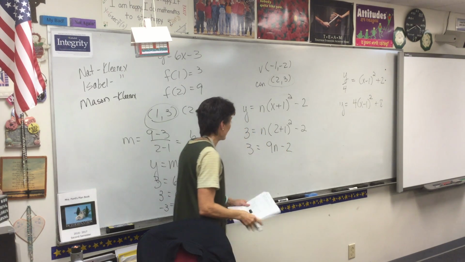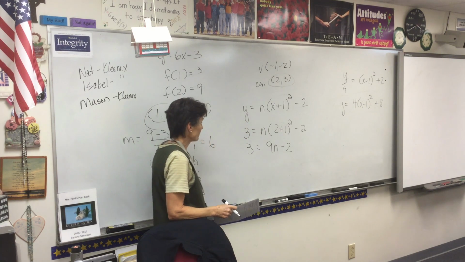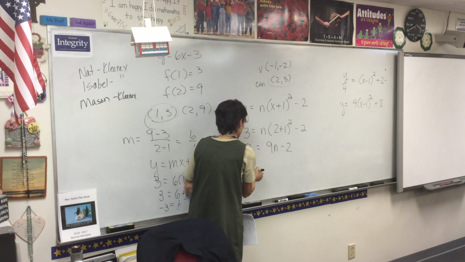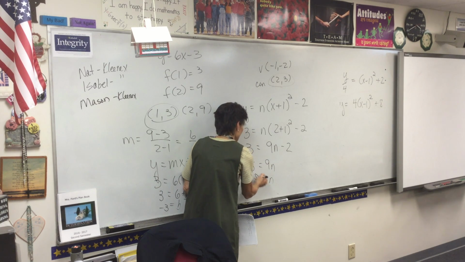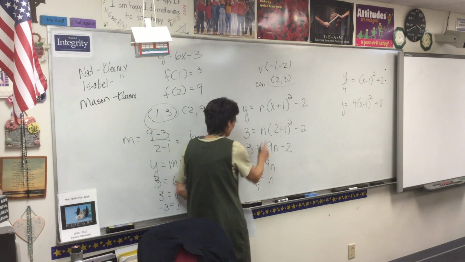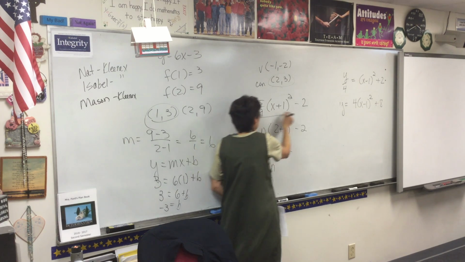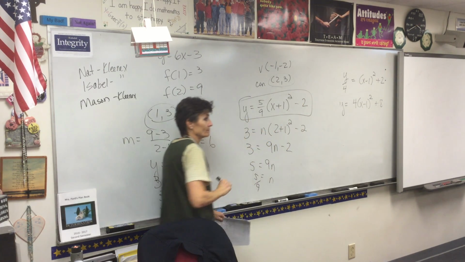Don't combine, don't do that. You can't do anything here. We're solving for n, so we'll add 2 and divide. And that goes right here. And that's the answer to the question.